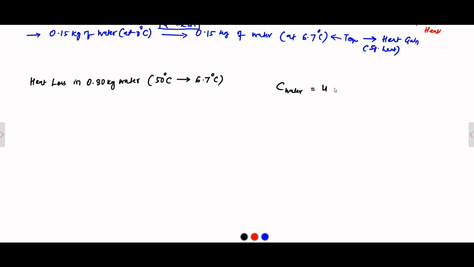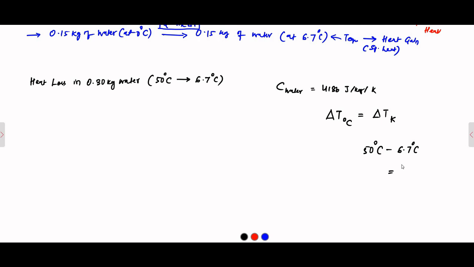use, that is equal to 4186 joule per kg per Kelvin. Now here it is given in Kelvin, but the information is given in Celsius. Here you have to understand, we discussed it in the first question I think, that any increase or decrease in temperature in Celsius corresponds to the same increase or decrease of temperature numerically in terms of Kelvin. So the difference of temperature, 50 degrees Celsius minus 6.7 degrees Celsius, whatever this difference is, it will be the same in terms of Kelvin.